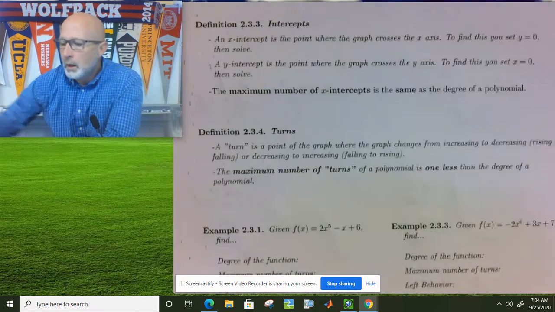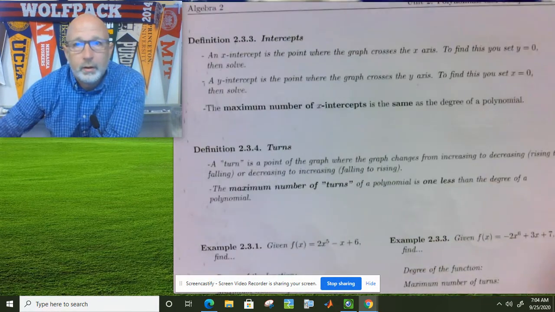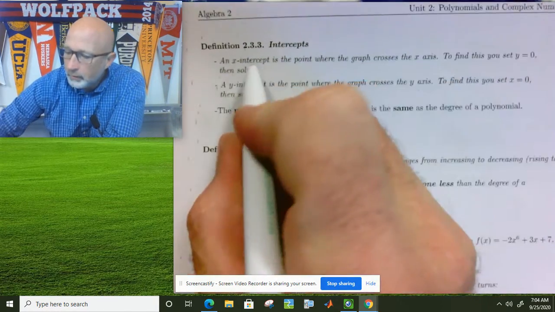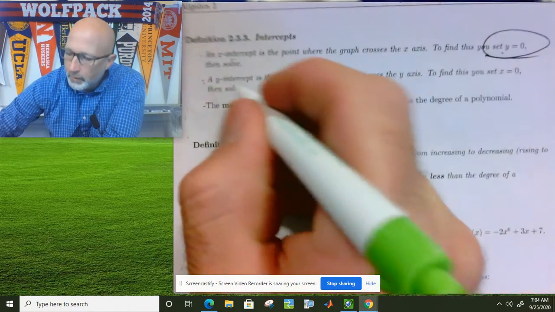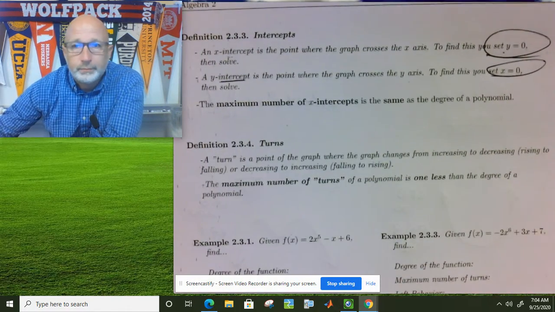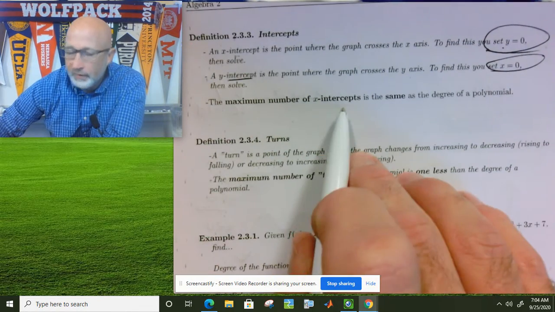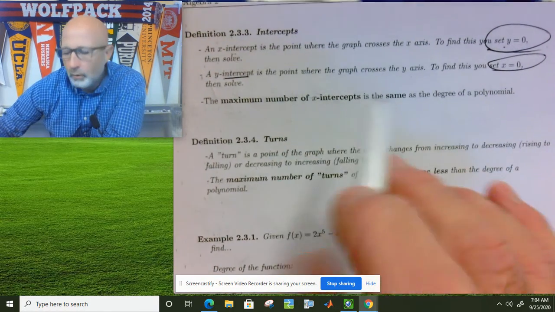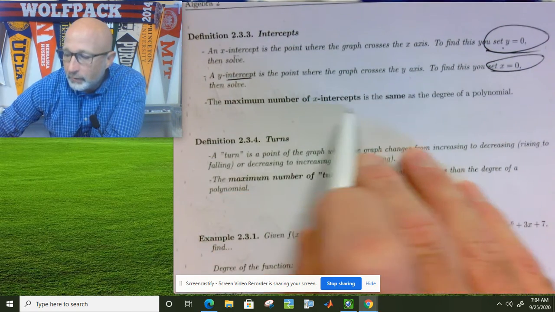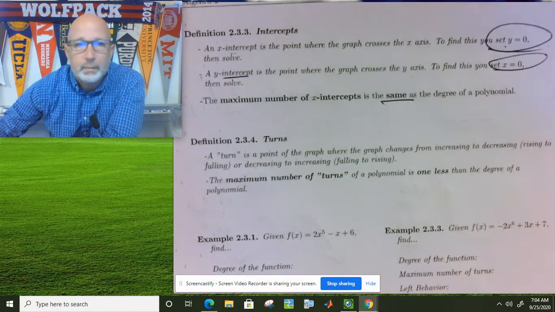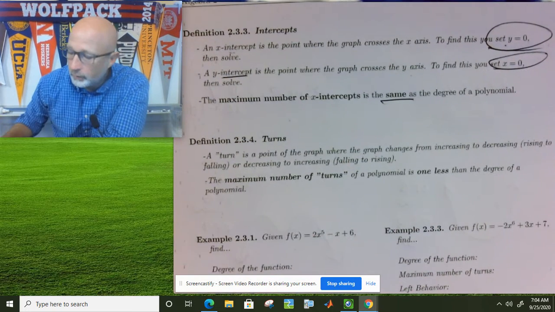Okay, what about intercepts? We have dealt with intercepts before. How do you find intercepts? To find the x-intercept, you make y equal to 0. And to find the y-intercept, you make x equal to 0. Now, one thing we haven't talked about is the maximum number of intercepts something could have. The maximum number of x-intercepts is the same as the degree of the polynomial. Okay, so let's go down to the examples and then we'll come back to the terms in a second.